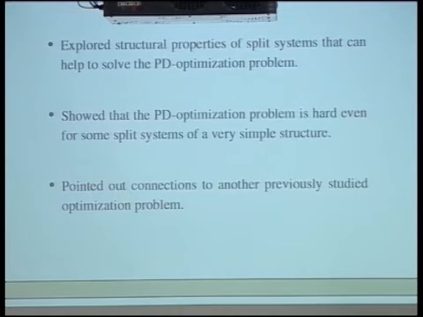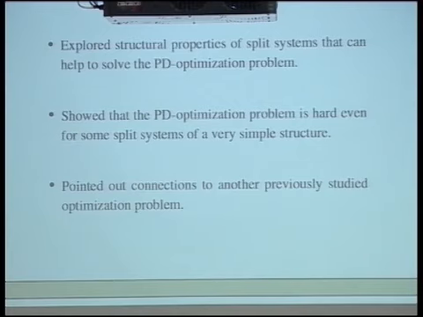Okay, so let me just briefly summarize what we've done. We've explored a little bit how the structure of the underlying split system influences whether or not you can solve these PD optimization problems efficiently. For some of these split systems, it's hard, and please note that the structure of these split systems is rather simple. I mean, this split system derived from a graph is just all splits 2 versus the rest. It's a very simply structured split system, and it already gives you NP-hardness.